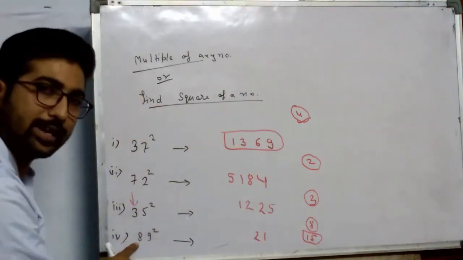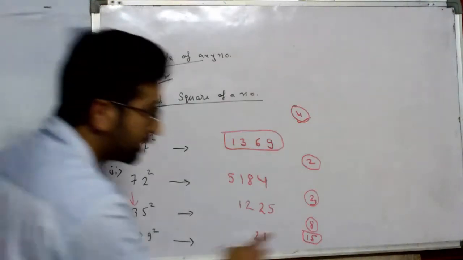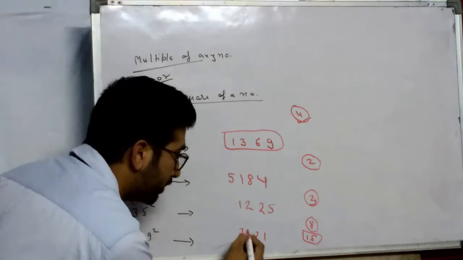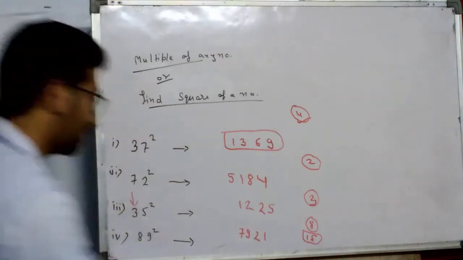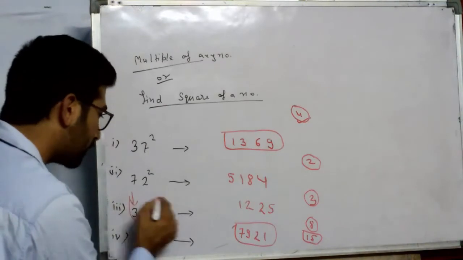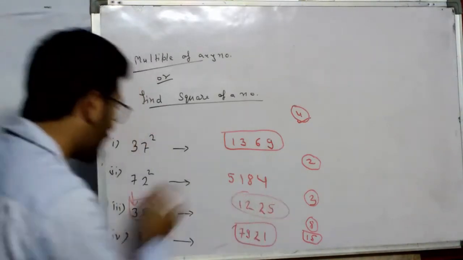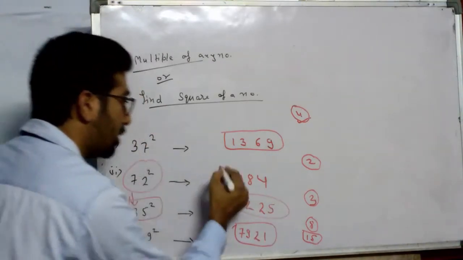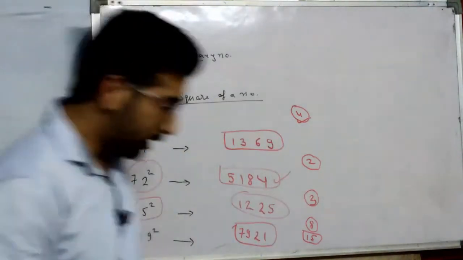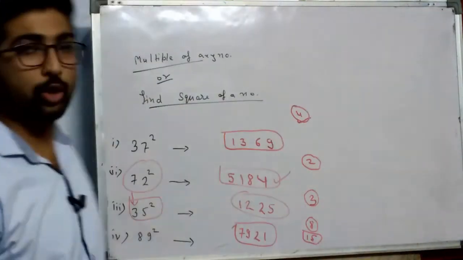Now left side 8 square is 64. 64 plus 15 you are going to write. That is 79. So answer of 89 square is 7921. Answer of 35 square is 1225. Answer of 72 square is now 5184. Now after that I want to tell you the cube numbers.